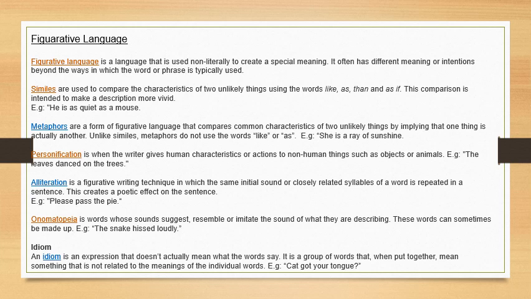And the last one is idiom, which is an expression that doesn't actually mean what the words say. It is a group of words that, when put together, mean something that is not related to the meaning of the individual words. So they're basically like sayings. One of those is "cat got your tongue." That means, obviously, a cat hasn't really got your tongue. It means that you suddenly decided not to talk anymore. So when we say cat got your tongue, that means, are you not going to talk now?